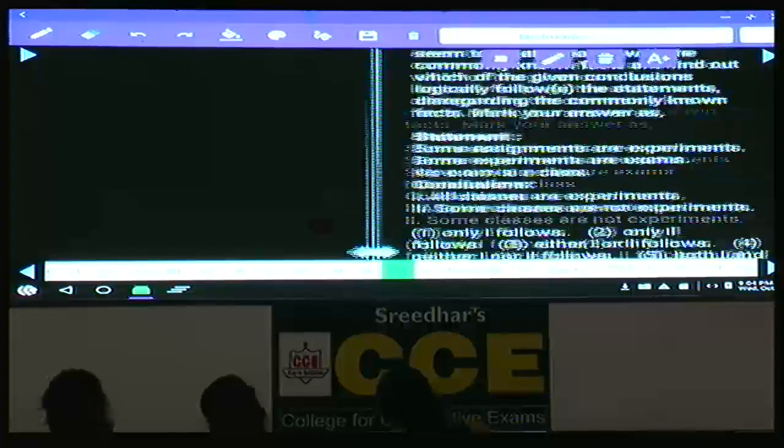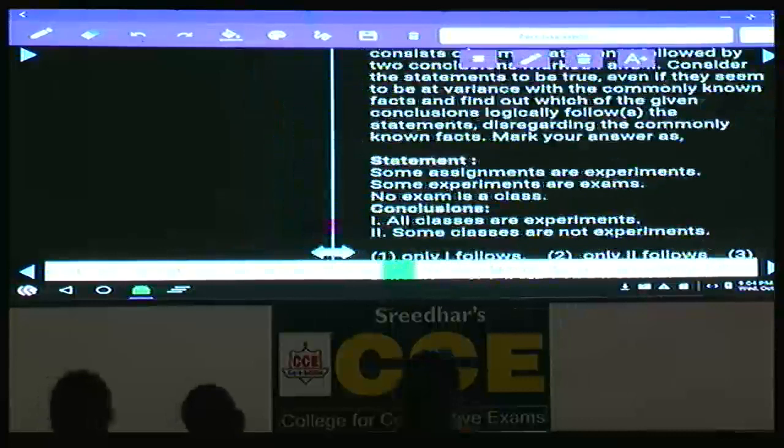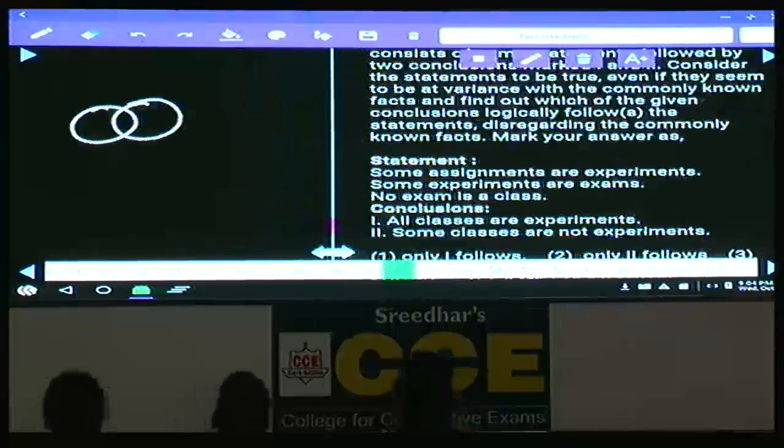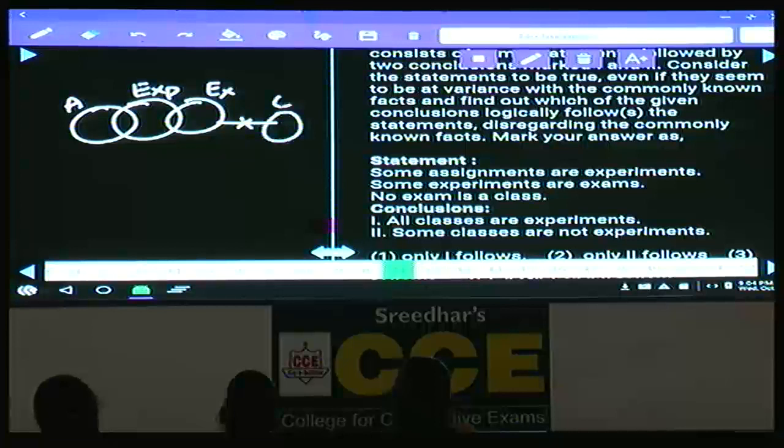Then question numbers 41 to 45. Now in this 41 to 45, some assignments are experiments. Some of the assignments or experiments can be written like this, assignment and experiment. And some experiments are exams. Some experiments are what? Exams. Some experiments are exams. No exam is a class. No exam is a class, no intersection between these two.